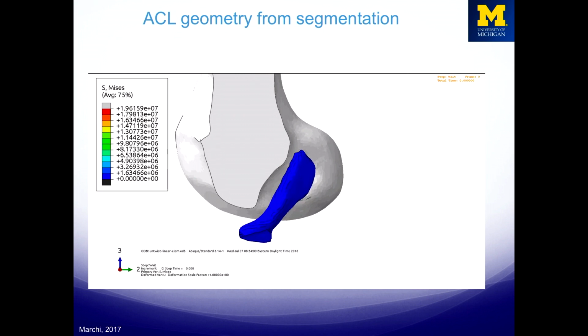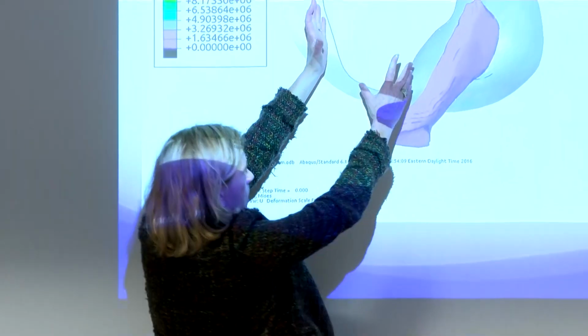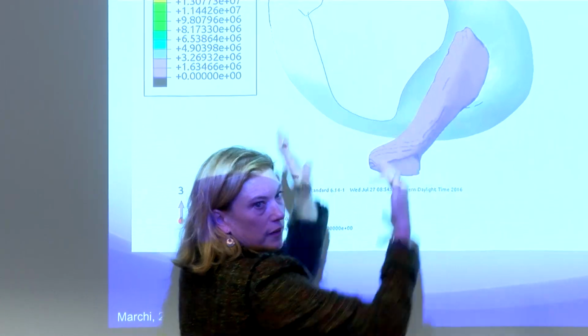Good question. No, I think it's this way. And a bunch of the condyles removed here so you could see the ACL. So this part of the condyle would be coming over here in front of us. Okay?